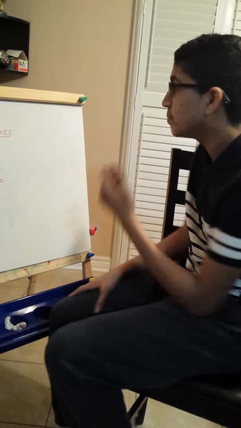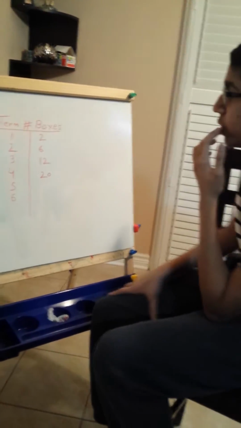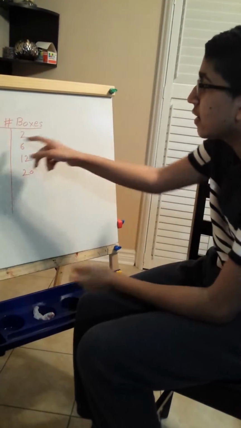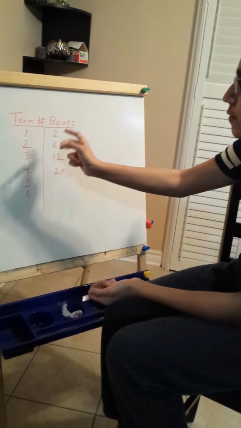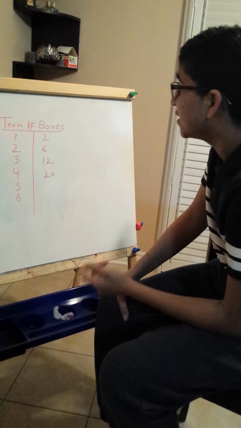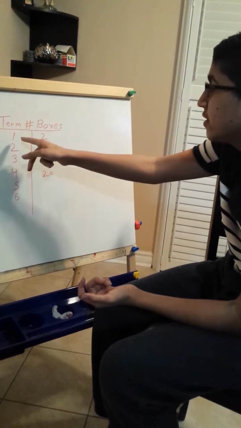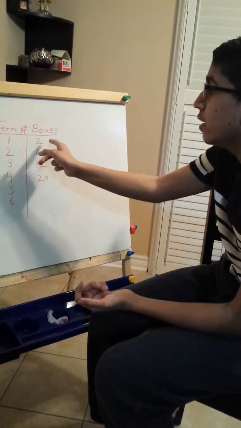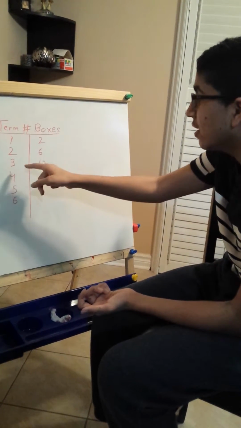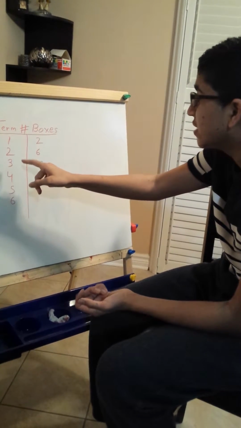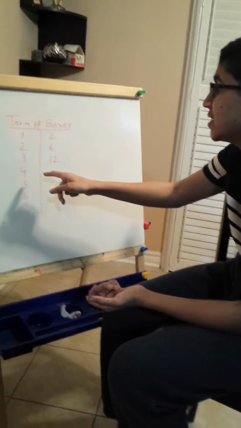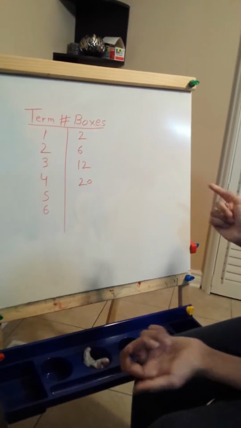We can try squaring it. So 1 squared, so n squared equals 1. Plus 1. Let's try that. 2 squared equals 4. Plus 1 doesn't work. Let's do n squared plus n. So n squared, so 1 plus n, which is 1, equals 2. 2 squared equals 4 plus n, which equals 6, okay. 3 squared equals 9 plus n, which equals 12, okay. And then 4 squared equals 16 plus 4 equals 20. Alright, that works.